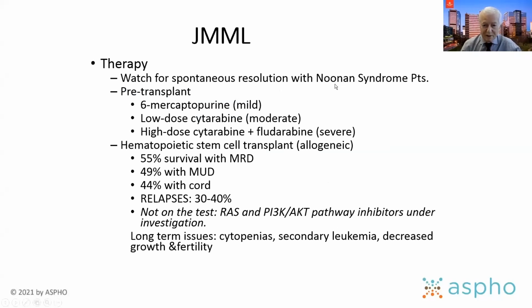Spontaneous resolution happens for the Noonan and some of the other patients, but some of them have progression of their blasts and need to be controlled. If they have a moderate amount of blasts, sometimes 6-MP is used. If an increasing number of blasts, low-dose cytarabine has been effective. And for those that are frankly developing into a real leukemia, high-dose cytarabine and fludarabine are needed prior to transplant.